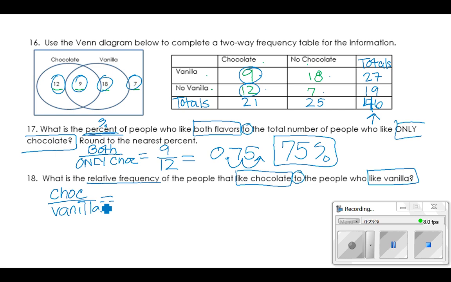Because the chocolate over vanilla doesn't have anything to do with the other flavor, let me change colors so you don't get confused. The people that like chocolate are going to be right here. So that's going to be 21 over the people that like vanilla, which are all of these people. So it's a total of 27 people. And if you punch that into your calculator, you get 0.78 as your answer.